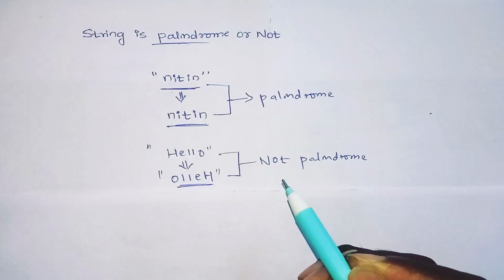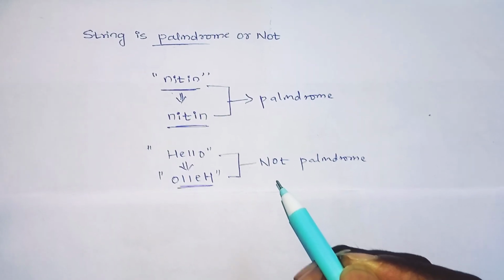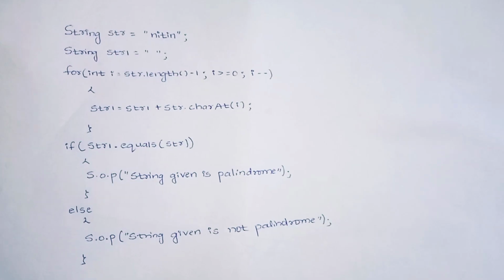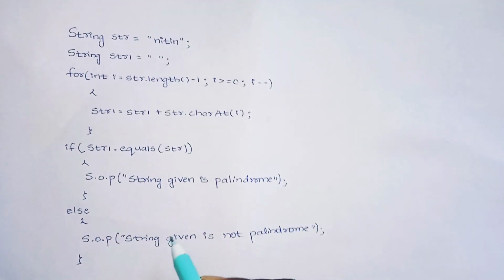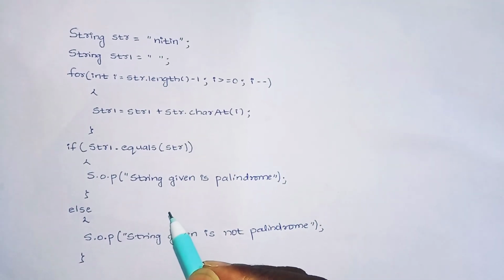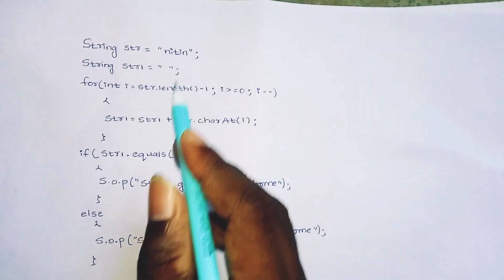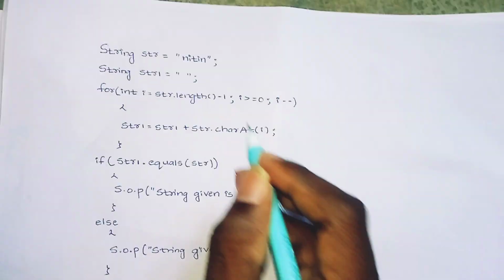Now we'll see how to write code to say whether the string is a palindrome or not. So this is the Java code that needs to be written inside the main method, and it tells you whether the given string is a palindrome or not. Now we'll see how it actually works.